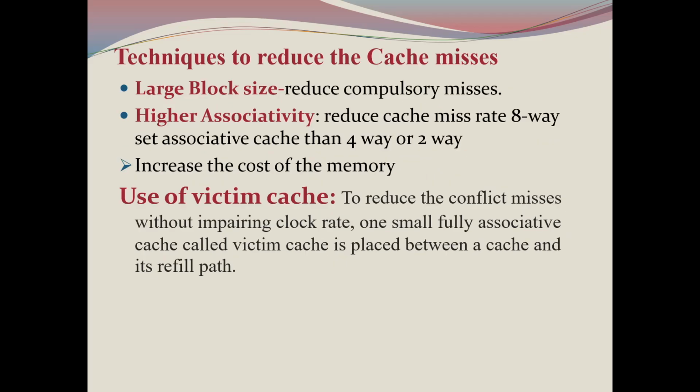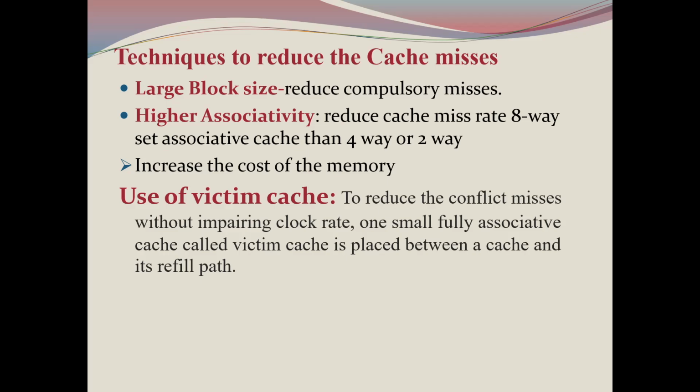The techniques to reduce cache misses: a large block size will reduce the compulsory misses. Then, to reduce the cache miss rate, use an 8-way set associative cache, then 4-way or 2-way. It will increase the cost of the memory.